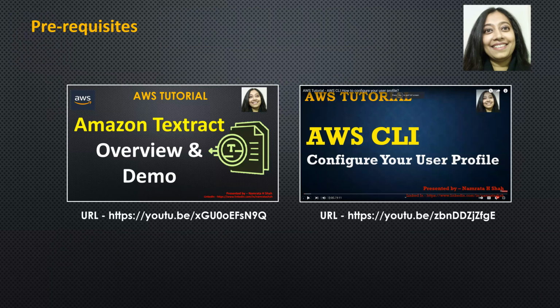Prerequisites for this particular lab is knowledge of Amazon Textract. So if you do not know what this service is all about, please refer to this overview video that I had created some time back. Also, you will need to know how to configure an IAM user for AWS CLI. So if you do not know how to do that, again, refer to this video. URLs are mentioned right here at the bottom. I do have steps as to how to configure an IAM user for AWS CLI in this tutorial as well.